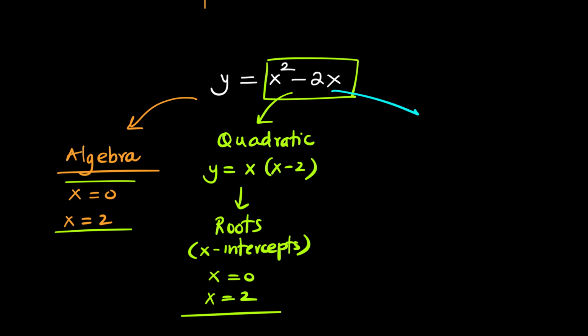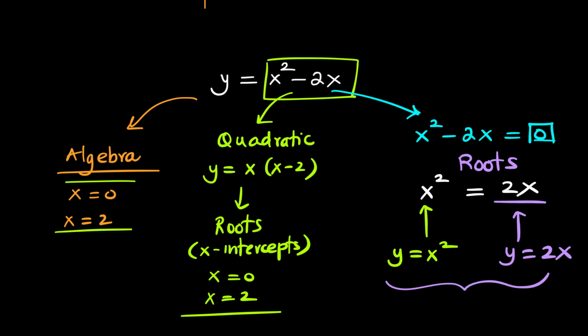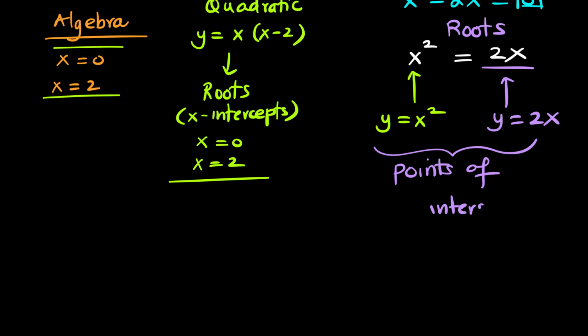Now comes the third option. We have this equation x squared minus 2x equals 0, and we are looking for the roots of this original equation. So one option is to break it up into two parts, x squared equals 2x. Draw the simple quadratic y equals x squared. Draw the simple straight line y equals 2x. And the points of intersection of these two graphs is the same thing as the solution of the original equation.